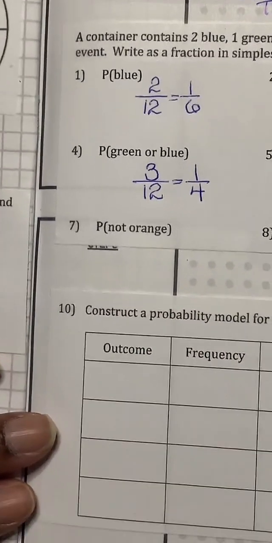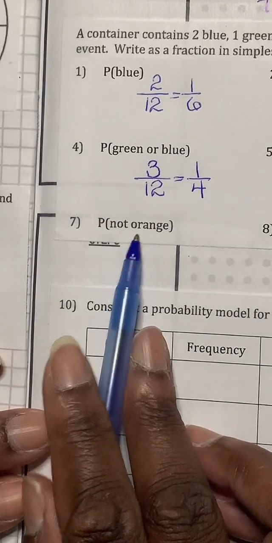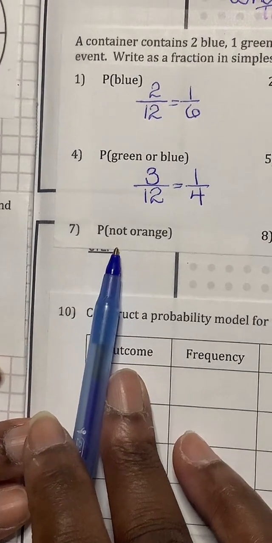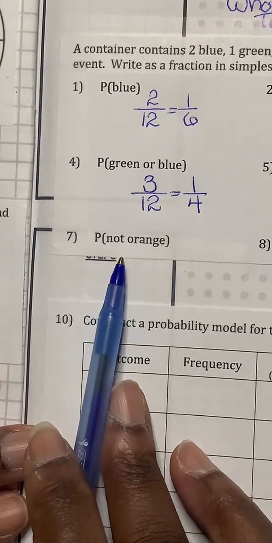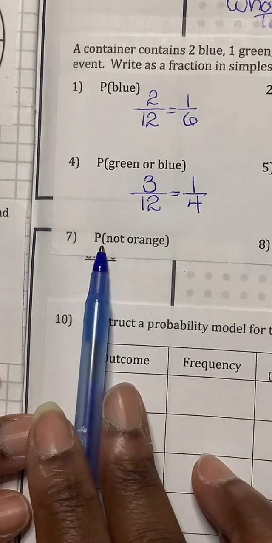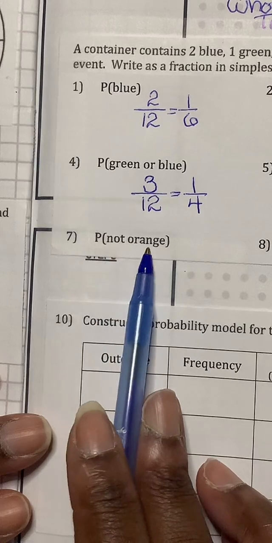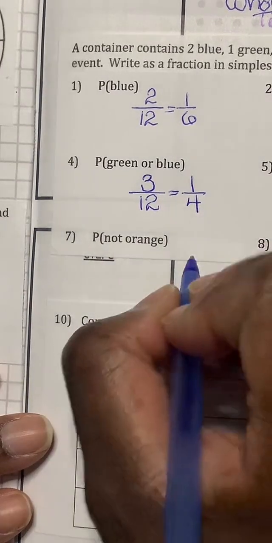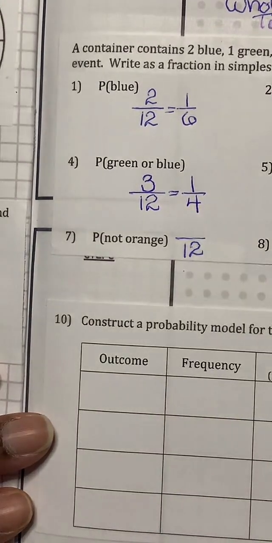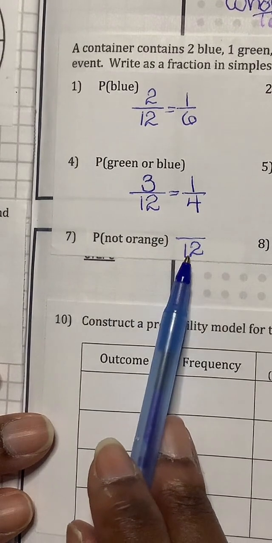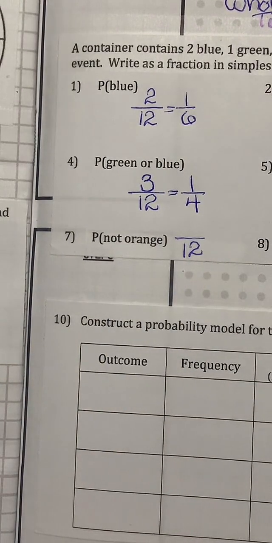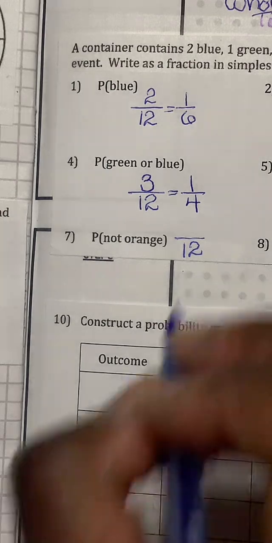Then, sometimes on the test, they'll ask you these questions with the not, the negations. We know that there are 2 blues, 1 green, 4 orange, and 5 yellow marbles, but they want the probability of it not being an orange. So let's think about it. We know we got a total of 12 marbles, and we know ahead of time that 4 of them are orange, so how many of them are not orange? It'll be 8.